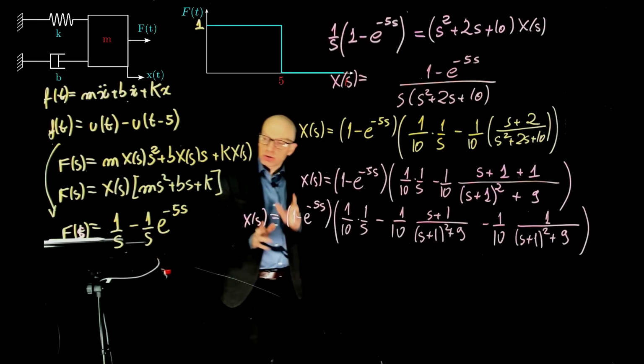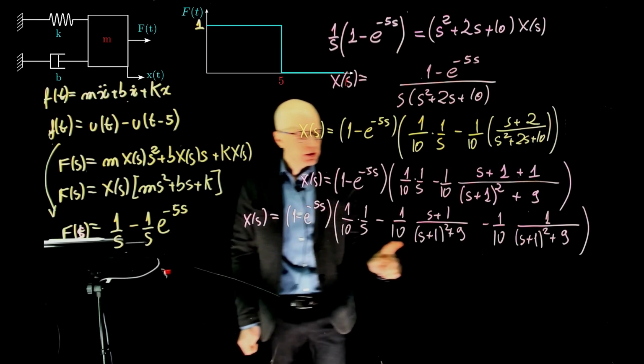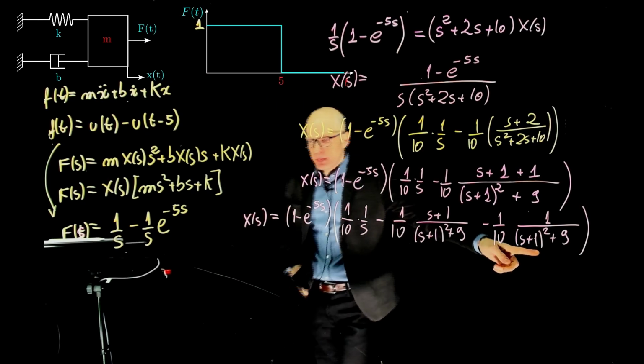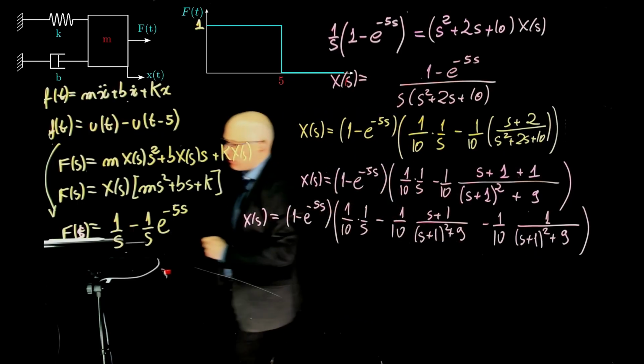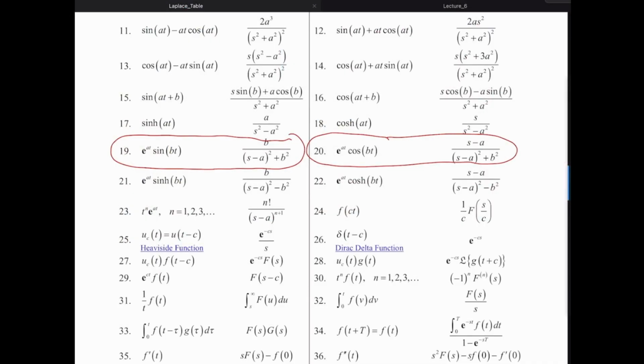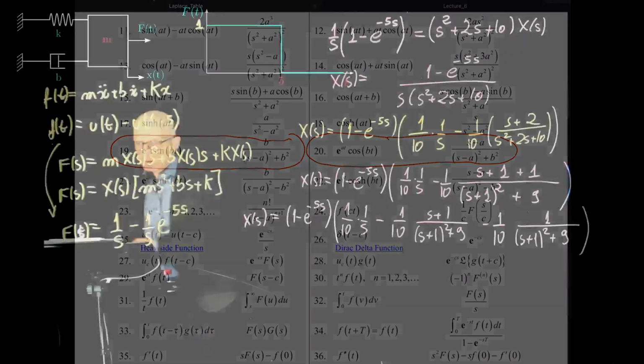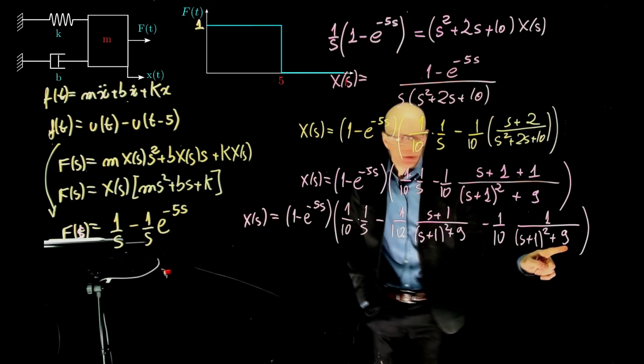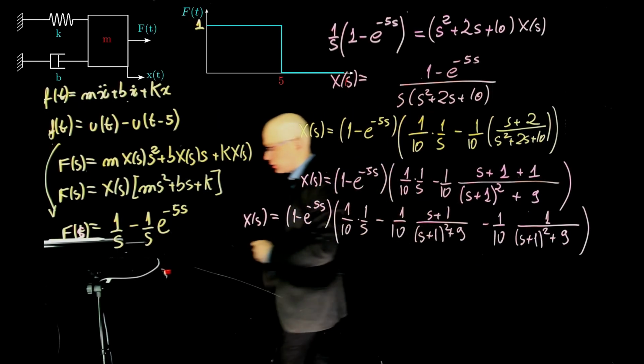All right, so now we are ready to do two inverses. We are ready to do this one, we're ready to do that one. This one here, though, not quite, because let's go back to the table. If you look at the table, we see that for the cosine one that required that s plus 1 in the top, we are good. But for the other one, we have 1 divided by s plus 1 squared plus 9, and we would fall into number 19. However, number 19 needs b on top of it. b squared here is 9, but we need to have b on top. How do we create b on top there?